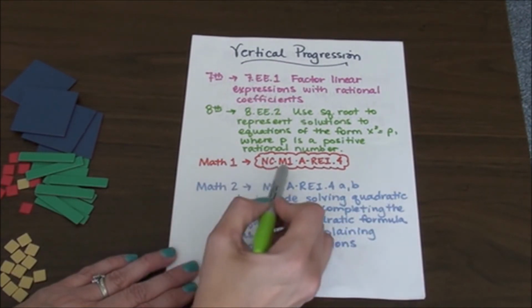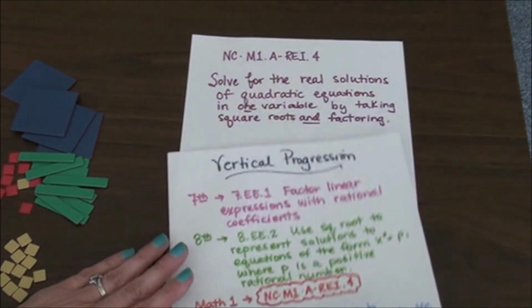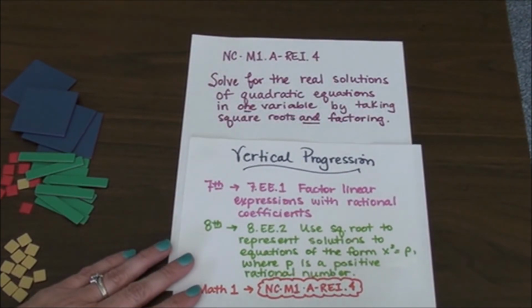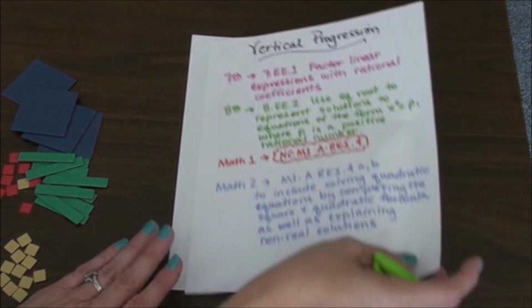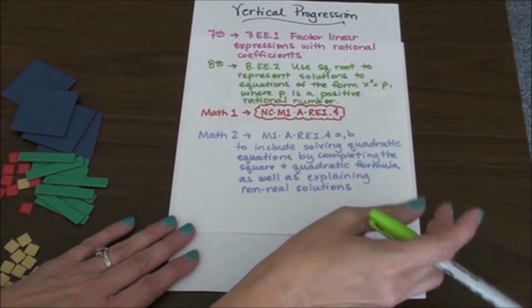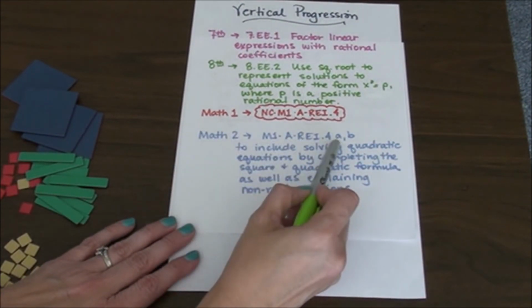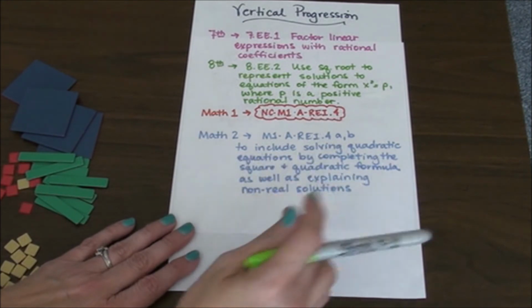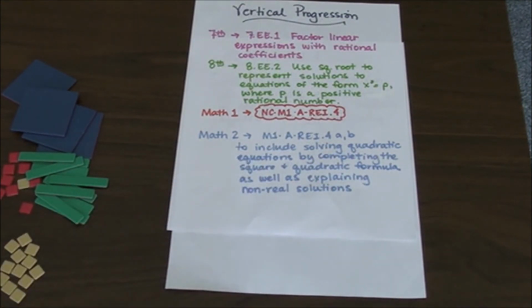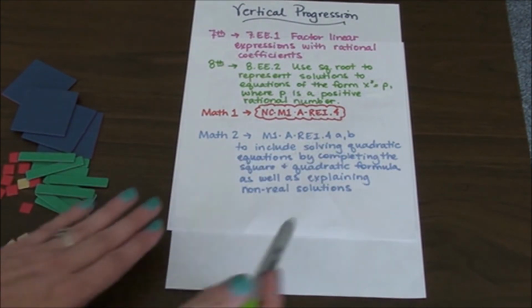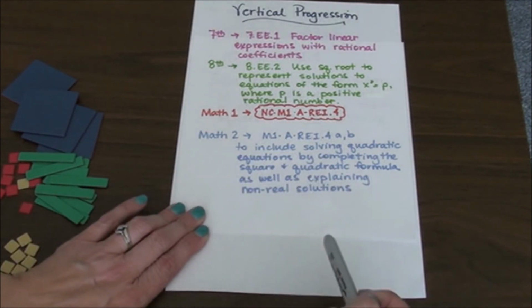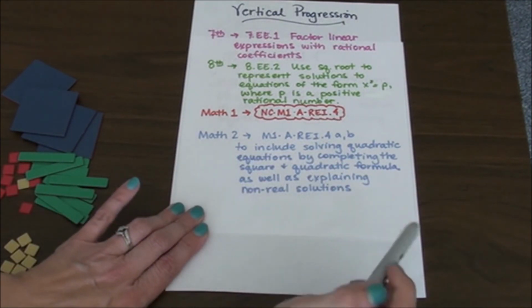And then in Math 1, which is the standard that we looked at today, they're solving for the real solutions of a quadratic equation by factoring. And then it progresses into Math 2 with the same standard, but this time it includes solving quadratic equations by completing the square and quadratic formula, as well as explaining any non-real solutions.